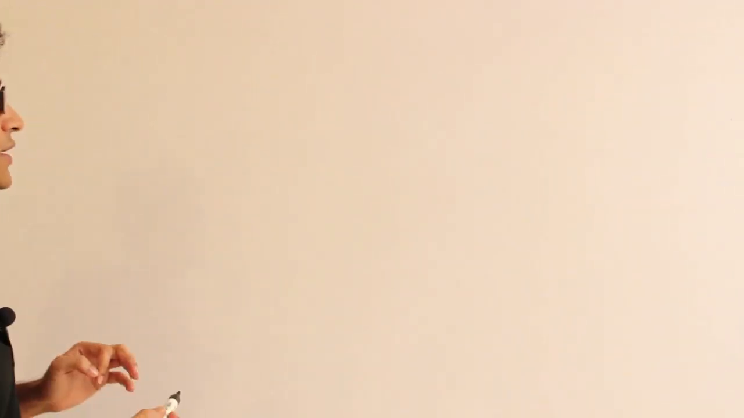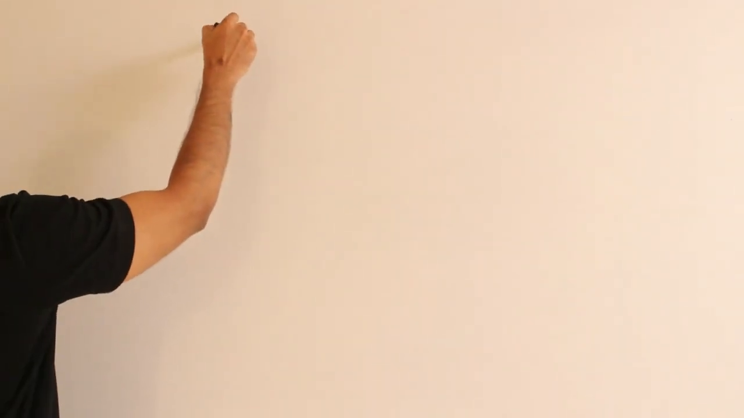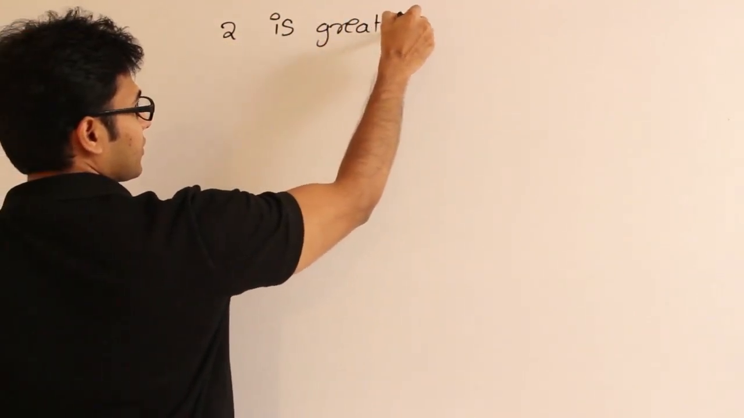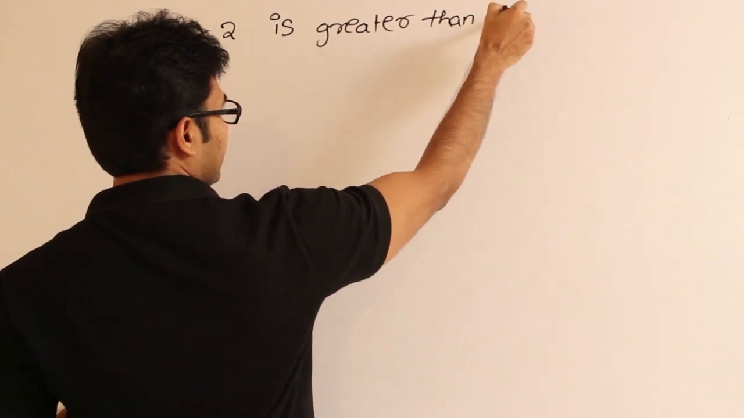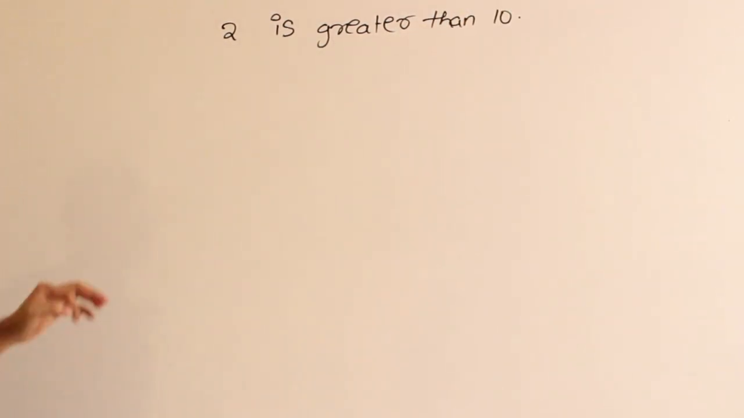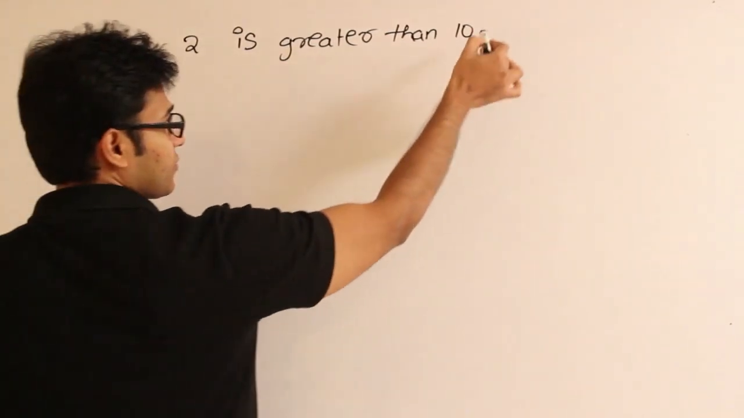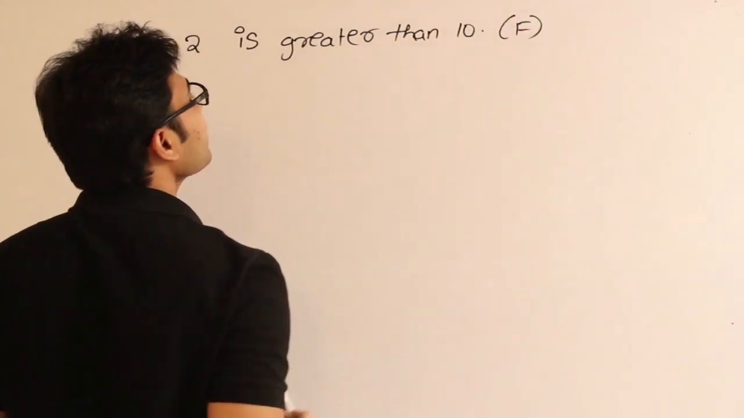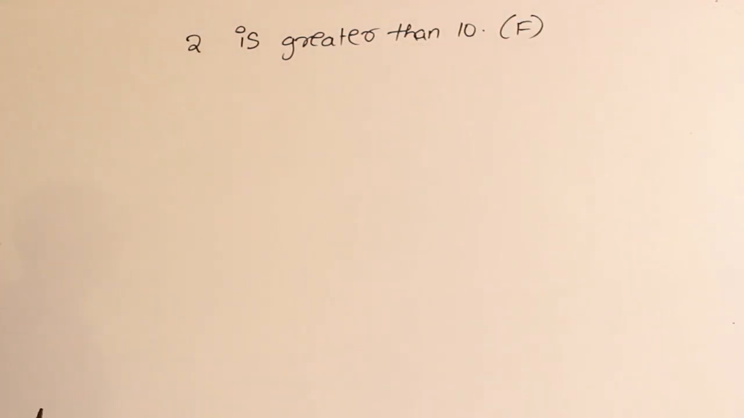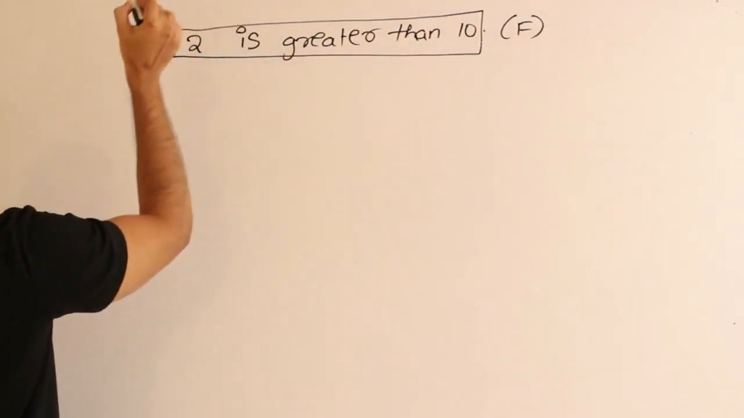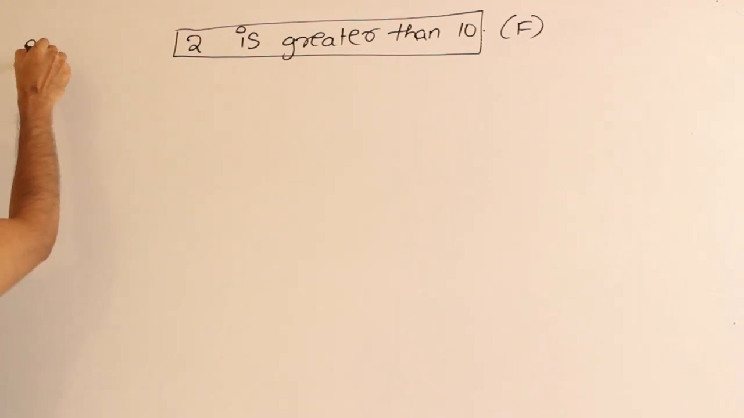Now we know that a proposition is a statement to which we can assign a true or false value. For example, if I say 2 is greater than 10, what does it mean? This is a statement. Can it be a proposition? Yes, it is, because we know that it is false. 2 is not greater than 10, and so we are able to assign some truth value to this particular statement, and so we can call this statement a proposition.